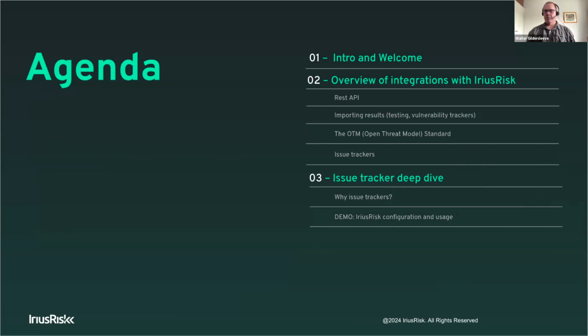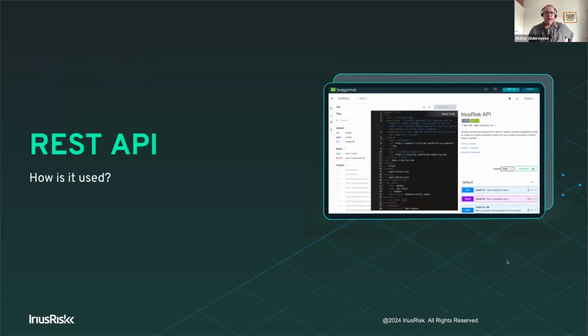So given that thought, Irius Risk has spent a lot of time and effort in ensuring that we integrate very well with multiple tools. So the first thing that maybe I'll talk about as far as integrating would be the REST API. This is a very powerful method of integrating. Probably the most powerful and flexible way to integrate with Irius Risk and with other tools.